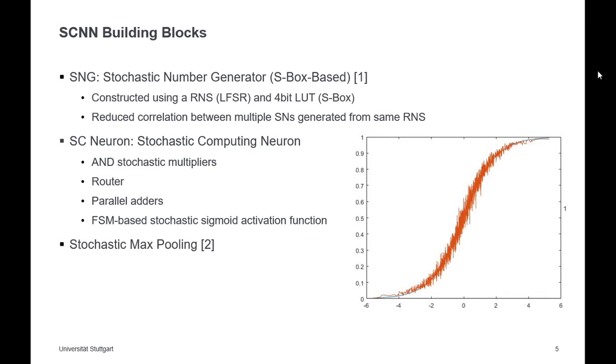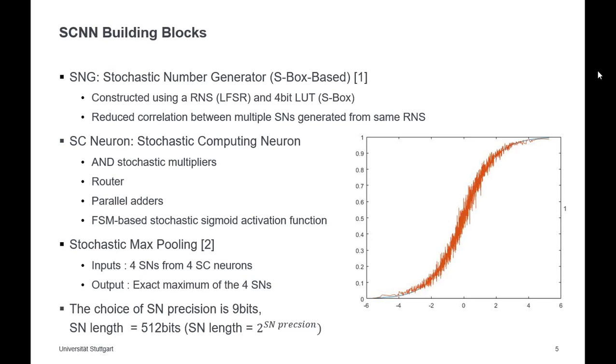The output of stochastic neurons is fed as inputs to the stochastic max pooling unit. It accepts 4 stochastic numbers from 4 stochastic computing neurons, because the size of the max pooling window is 2x2. The advantage of using this max pooling unit over the others is that it can output the exact maximum of the 4 input stochastic numbers. The choice of stochastic number precision is 9 bits. This means all the trained weights and the input pixels are represented as 512 bits.